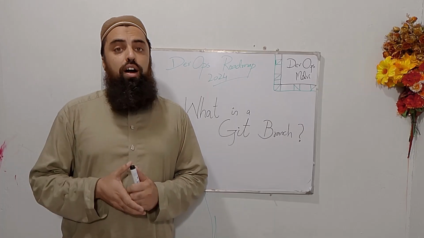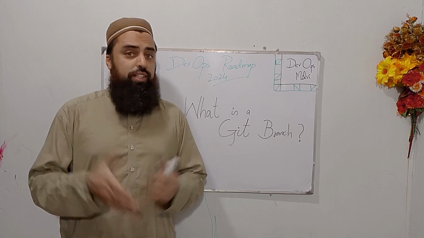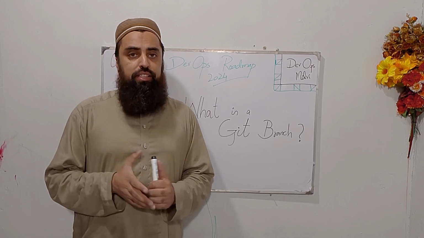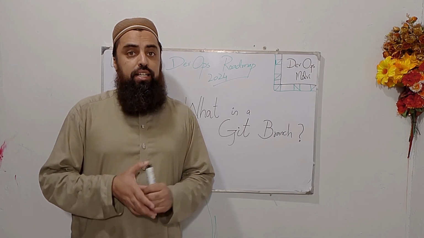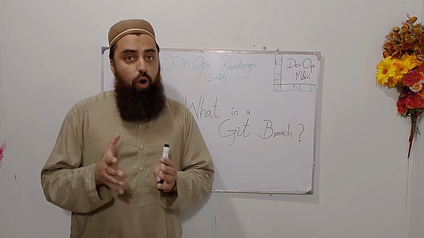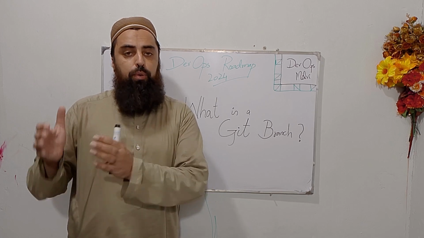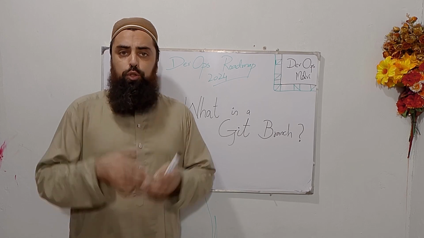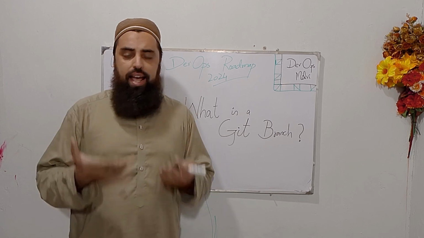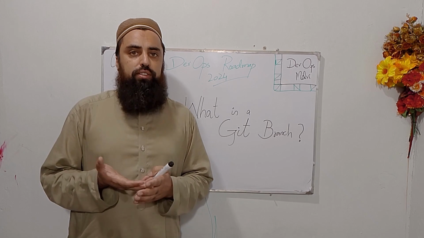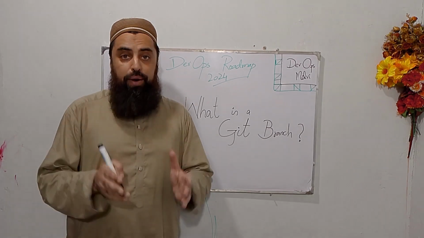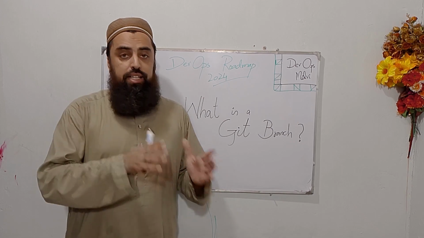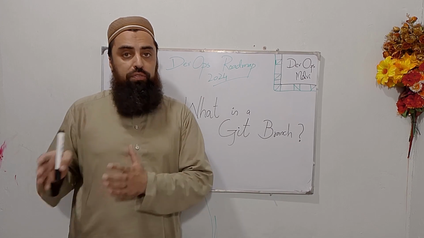So guys, if you are asked to define a Git branch, what is the simplest definition? The simplest definition of a Git branch is that it is a copy of your main repository. It is a working copy of your main repository. So you can create as many copies as you want. The other definition is that a branch is an independent line of development.